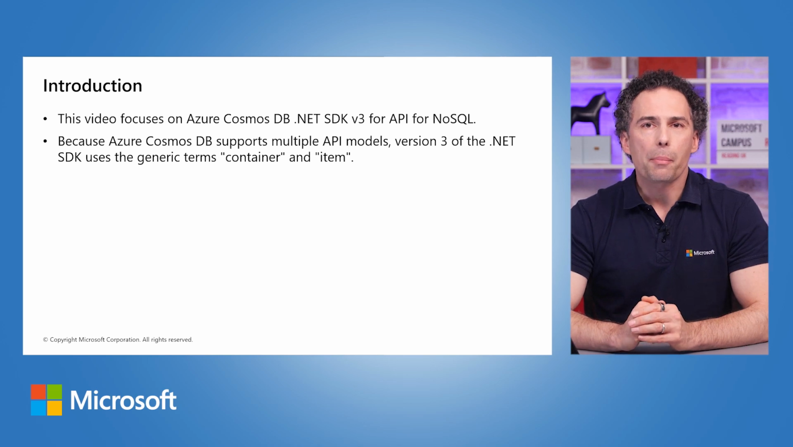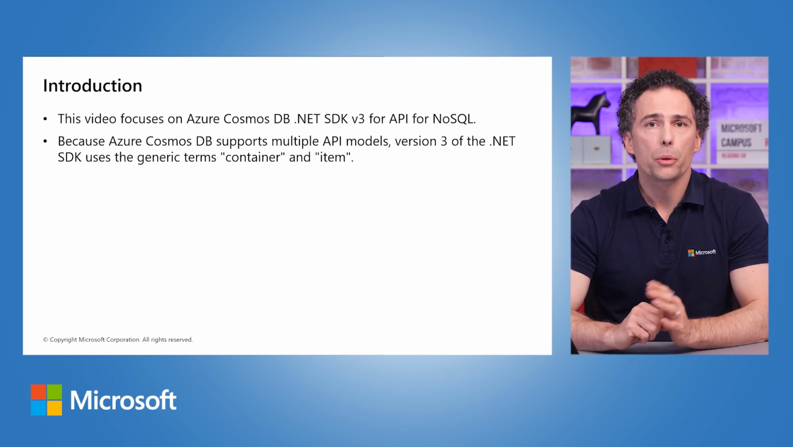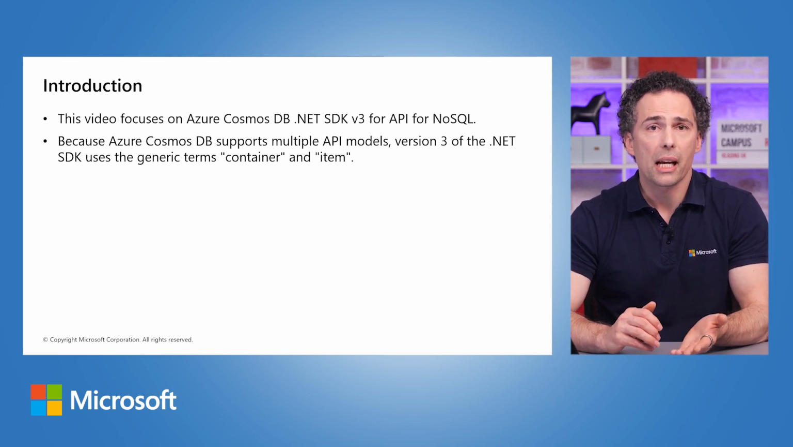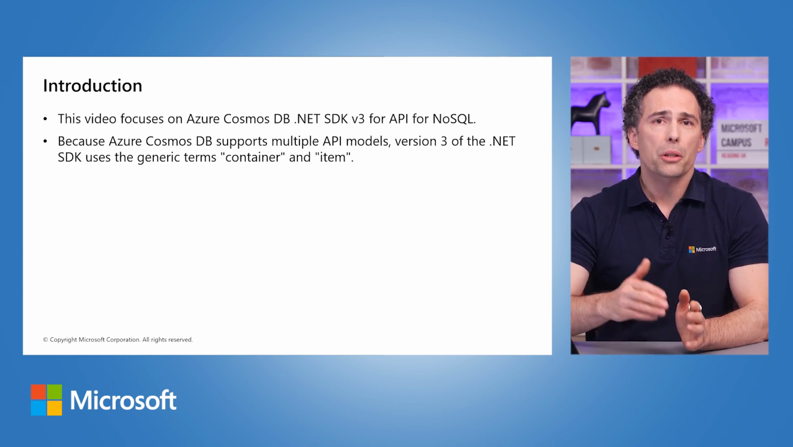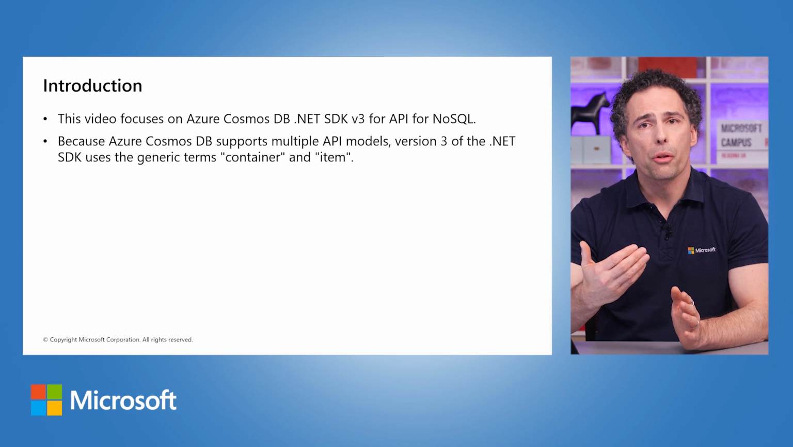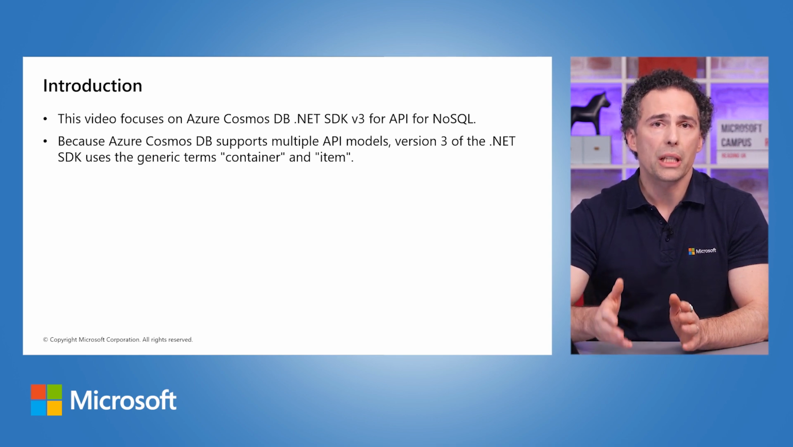You can use the API for NoSQL SDK across multiple platforms, including .NET version 3, Java, JavaScript, or Python SDKs to do these tasks. This video focuses on Azure Cosmos DB .NET SDK version 3 for API for NoSQL using the Microsoft Azure Cosmos NuGet package.